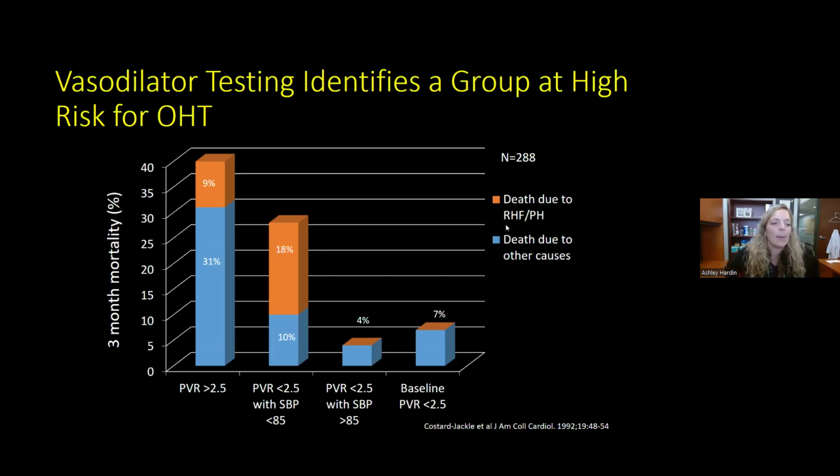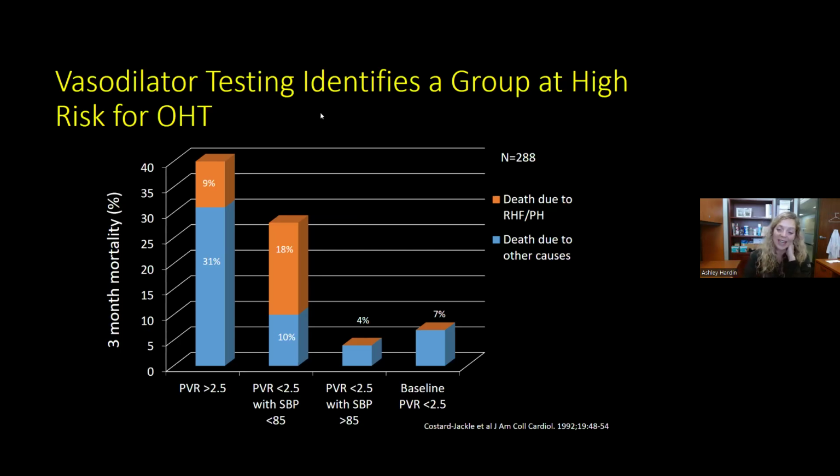So lastly, a couple slides on the role of vasodilator testing, and then one slide on CTEPH. Vasodilator testing identifies a group at high risk for transplant. So here are patients who have HFrEF, and they have pulmonary hypertension on their right heart cath for their assessment for transplant. These patients were then stratified based on what their PVR was and their response to a trial of nitroprusside.